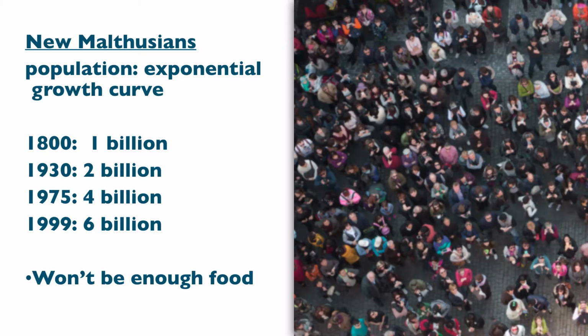According to the new Malthusians, our world population is growing so fast that by the time this lecture is done, another 40,000 babies will be born. And by this time tomorrow, there will be another 225,000 babies born. And this terrifies the new Malthusians because they argue that we will run out of food if we do not curtail our population growth.